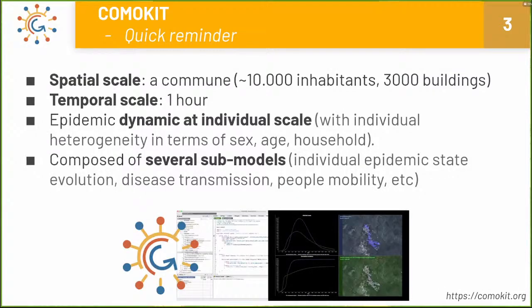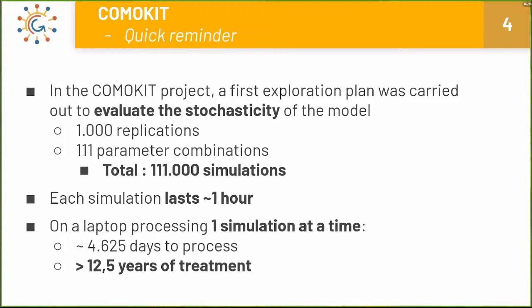To summarize quickly what Alexis just presented you, the CommuKit model is at a special scale of a commune, which is around 10,000 inhabitants and 3,000 buildings, with a temporal scale of 1 hour. And there are several submodels working on it. So it's a pretty heavy model.